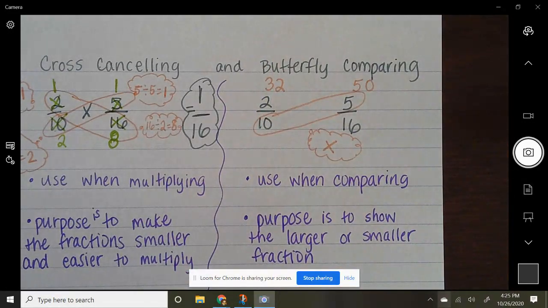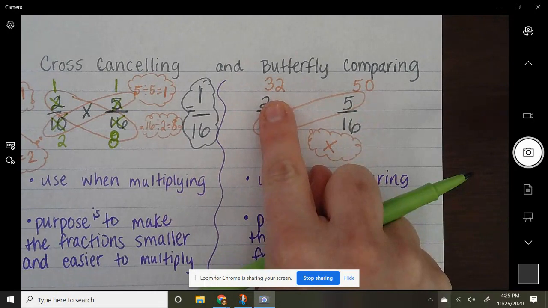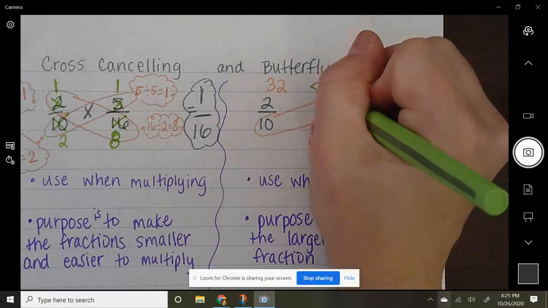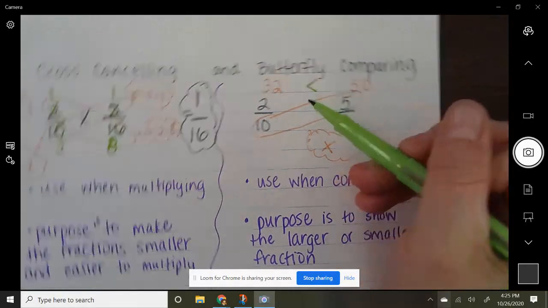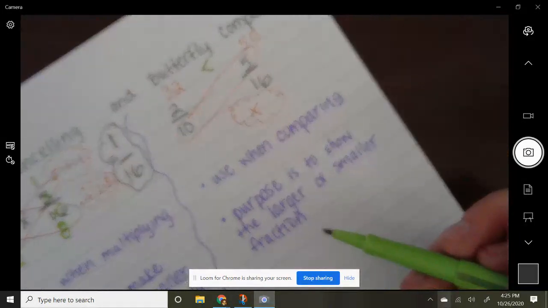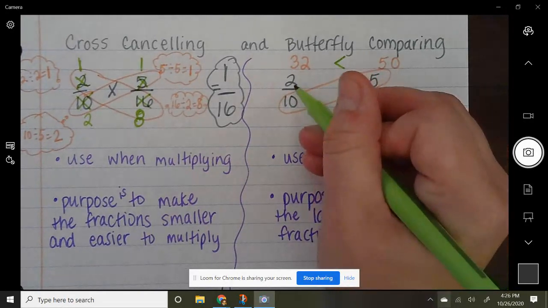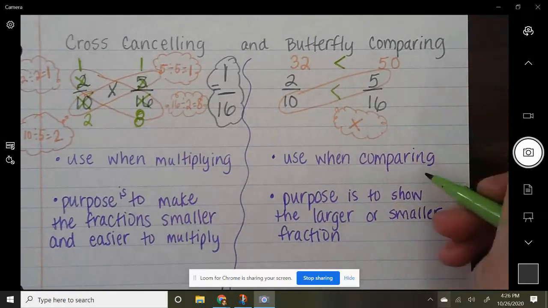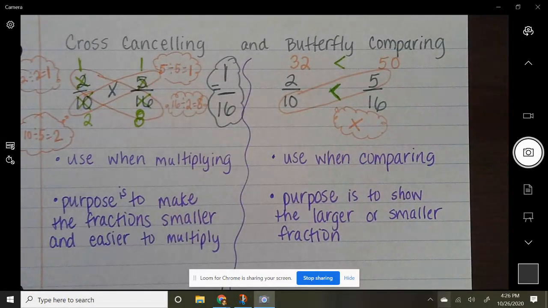I ask myself, which one is the larger number? Is 32 greater than 50 or is 32 less than 50? Well, the answer is 32 is less than. Remember, it eats the bigger one, or the L kind of looks like a crooked L. So what this is telling us is that the fraction 2/10 is less than the fraction 5/16. It is just to tell you which fraction is larger and which fraction is smaller.